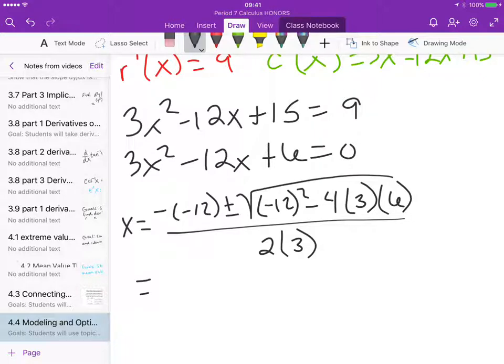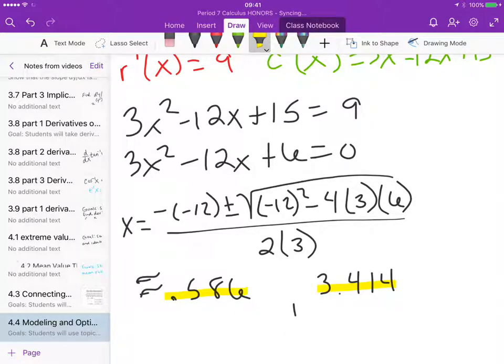So to save some time here, the values for x in this case are roughly going to be, I should put approximately, 0.586 and 3.414. Okay, so these are the two values for x in which this is going to happen. So the possible production levels for maximum profit are going to happen at x being approximately 0.586, or it could possibly happen at 3.414 units, okay?